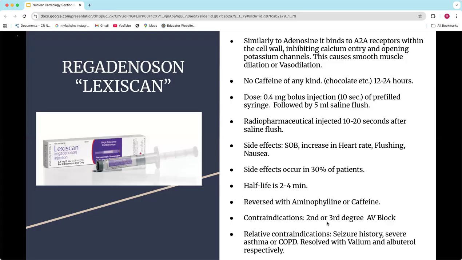Severe asthma can be a contraindication. It can also exacerbate asthma. And so a lot of times you'll want to ask your patient if they have asthma. If they do, I often say, hey, how bad is it, first of all? And then do you have your inhaler with you?